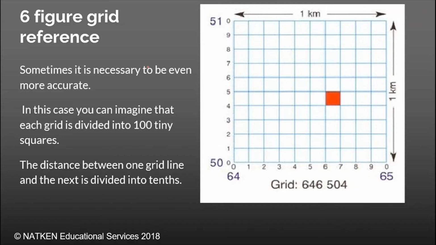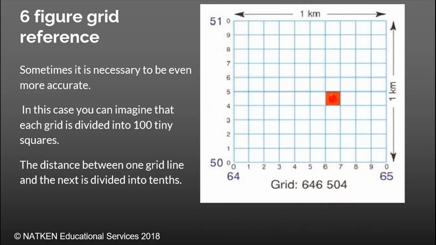Since we had a 4 grid, in order to get the 6 grid, it means that we would need to separate the box or cut up the box into smaller grid squares. But let us understand where the 4-part grid would have been first. So this is the square that we're trying to find the 6-figure grid reference for.